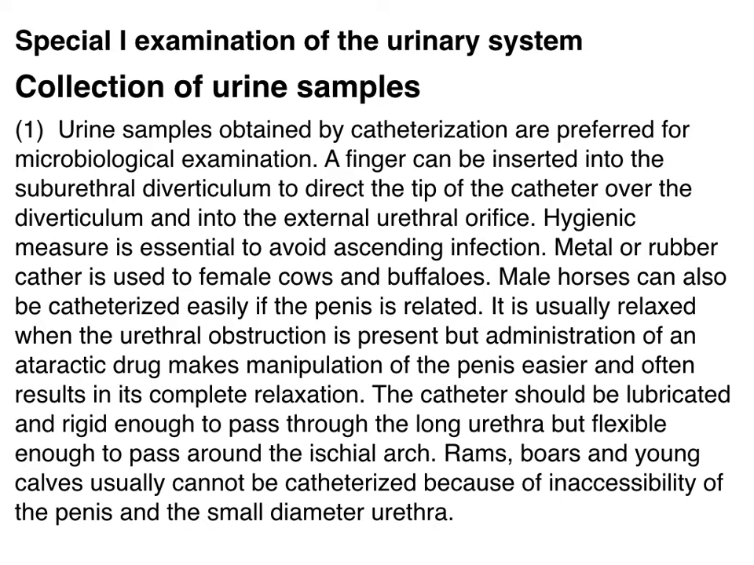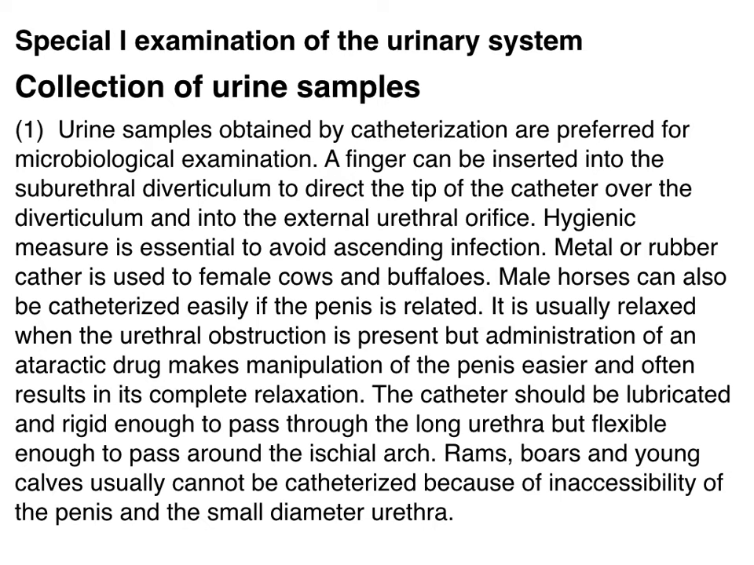Urine samples obtained by catheterization are preferred for microbiological examination. A finger can be inserted into the suburethral diverticulum to direct the tip of the catheter over the diverticulum and into the external urethral orifice. Hygienic measures are essential to avoid ascending infection. A metal or rubber catheter is used for female cows and buffaloes.